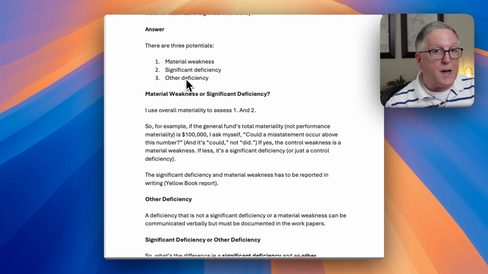So first thing, ask yourself, would this control weakness allow a misstatement? In other words, could a theft occur or error occur greater than materiality? I use $100,000 in this example, but you'll want to look at your computation of materiality. Also, this example references a general fund in a government. If you're auditing a commercial business, just look at materiality for the business as a whole.